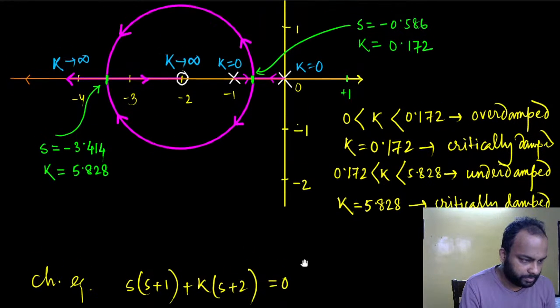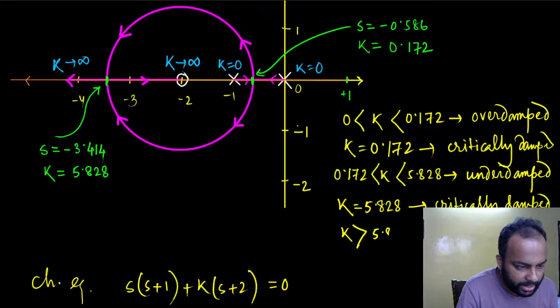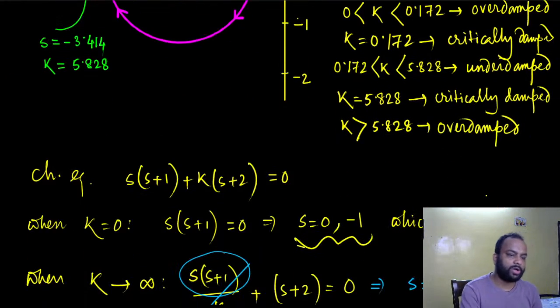And along this, after that, so k greater than 5.828, once again one of the poles would be here and the other would be here, so real and unequal poles, so overdamped. So that is what we have figured out about the system.